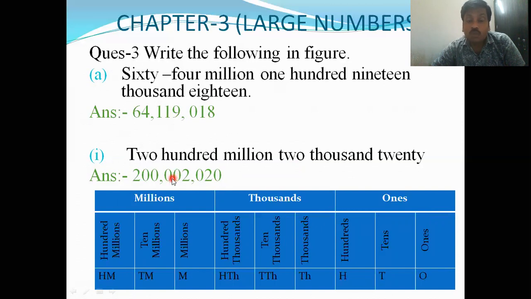So we write 0 for the 100 and the tens place. Now here is only 2000, so we write 2 and only write the 20. And once again there is no 100 place, so we write the zeros here and 20 in the simple way. Okay children, in this way we can write 200 million, 2020.